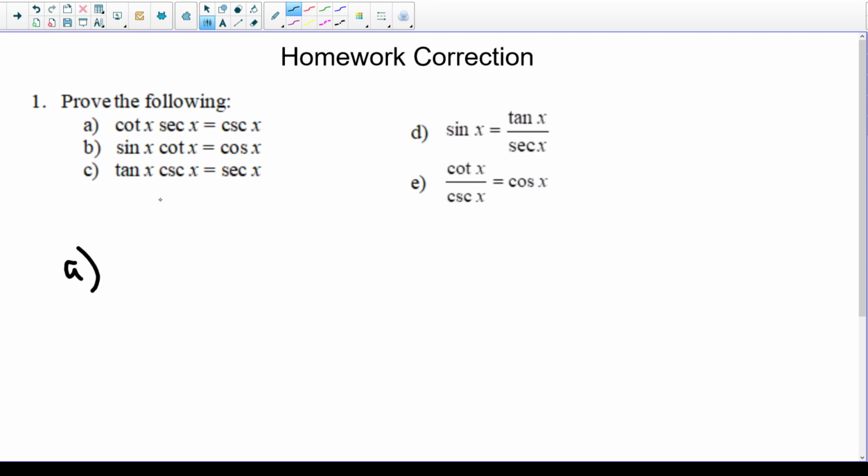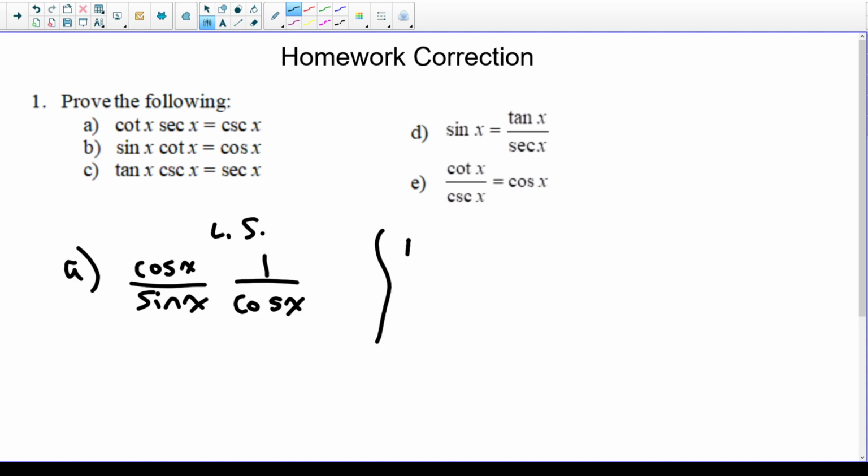So cotangent x. I'm not going to rewrite that expression, but I am going to start converting them to the primary trig ratios. So cotangent is tangent's primary trig ratio. So it is cosine over sine, which is 1 over tan. Secant is cosine's primary trig ratio. So that's 1 over cos. Oh, not sure what happened to my pen there. And then that's the left side.